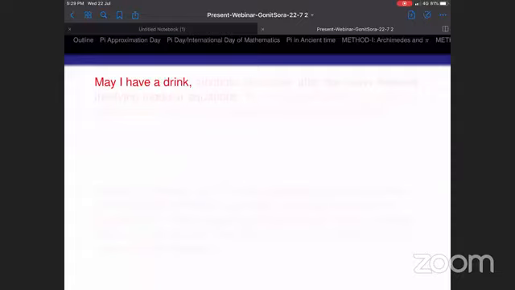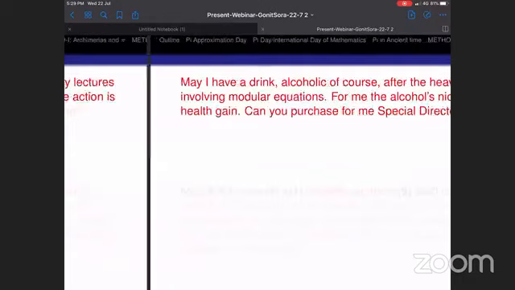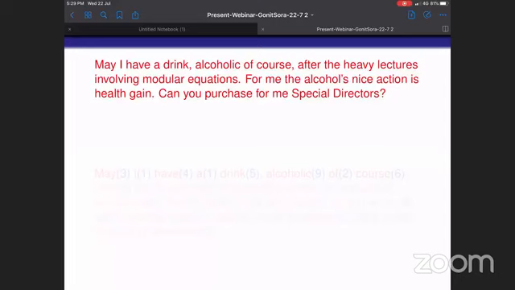This is another one. "May I have a drink? Alcoholic, of course, after the heavy lectures involving modulation." So this is 3.1415926, etc. Okay.